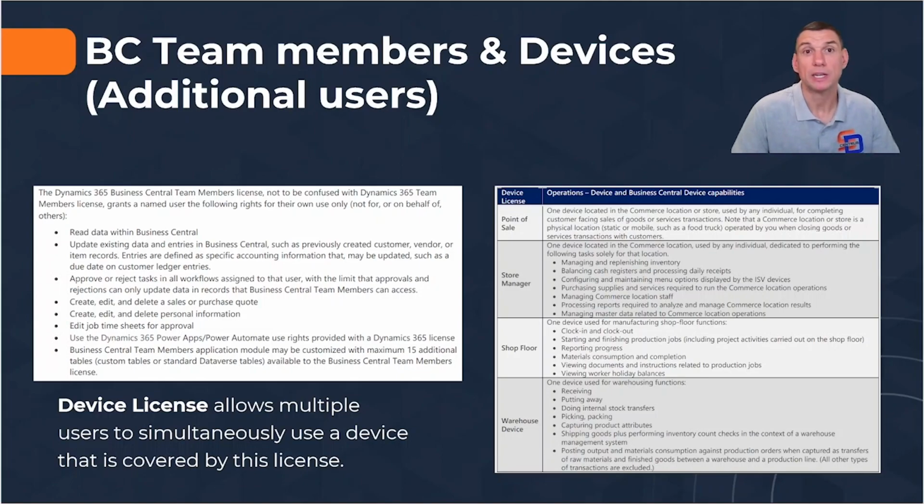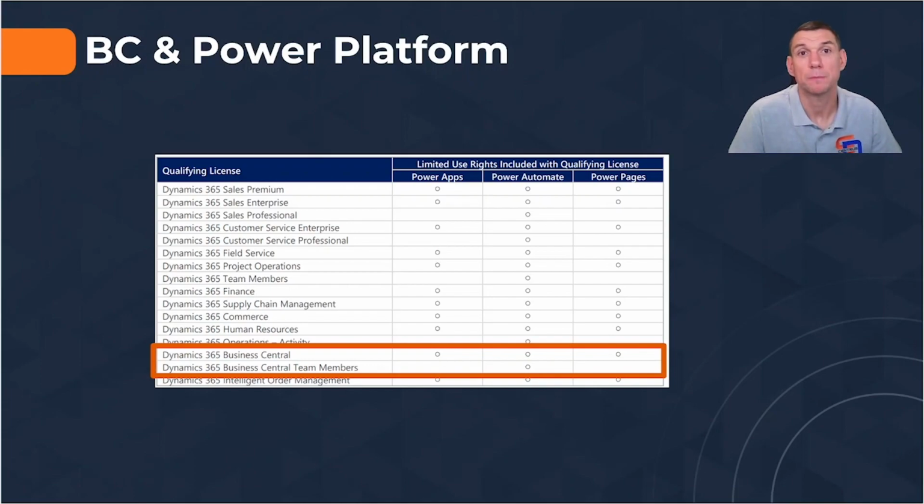In addition, Microsoft provides a device license that allows multiple users to use a single device, and those might be useful as POS, as store manager on shop floor, or for warehouse functions. Also, limited Power Platform opportunities are provided with the BC licenses. Particularly, Essential and Premium users can access and create Power Apps, Power Automate, and Power Pages, while team members can only trigger Power Automate flows by default.